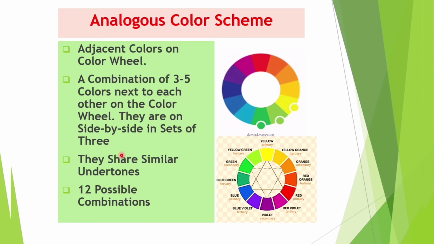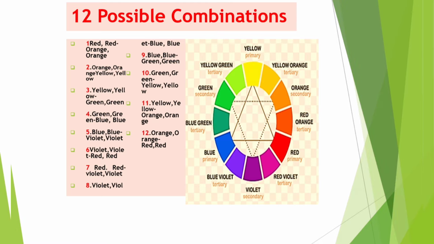They are side by side in sets of 3. They can be a combination of 3 colors together, and they share similar undertones. And there are 12 possible combinations on a color wheel, which we will discuss. The 12 possible combinations here: red, red-orange, and orange. Now you see, then comes the red-orange, and then comes the orange.